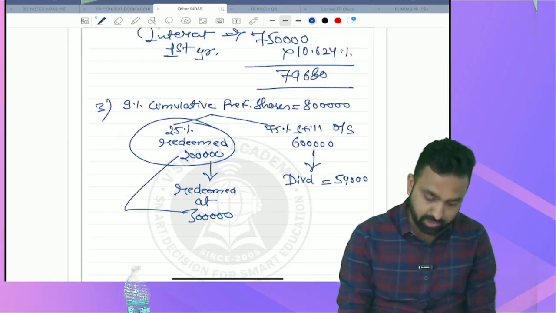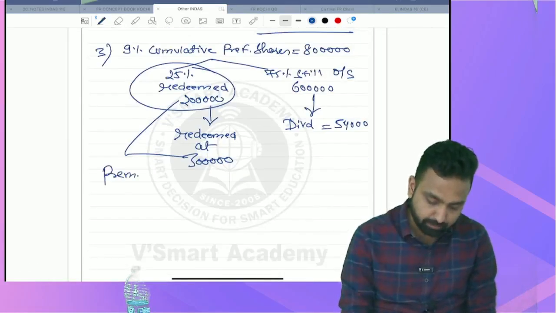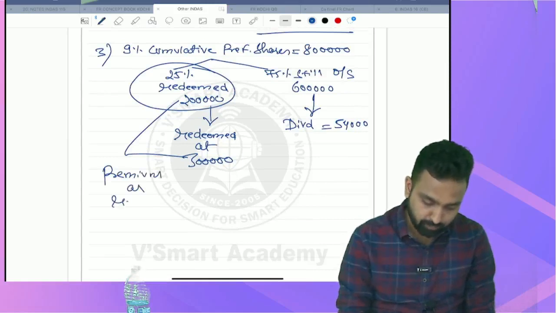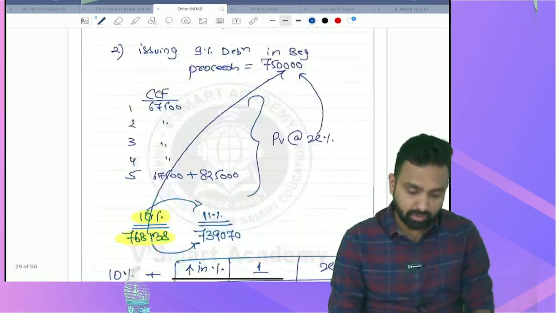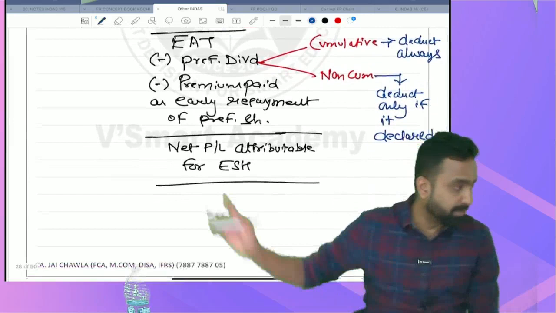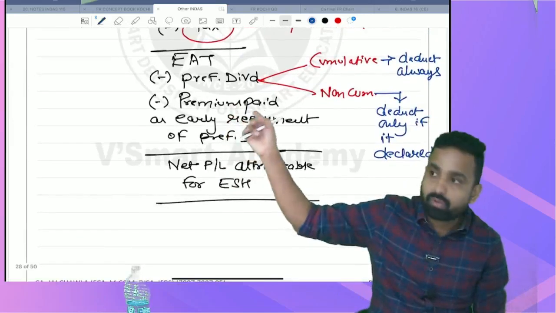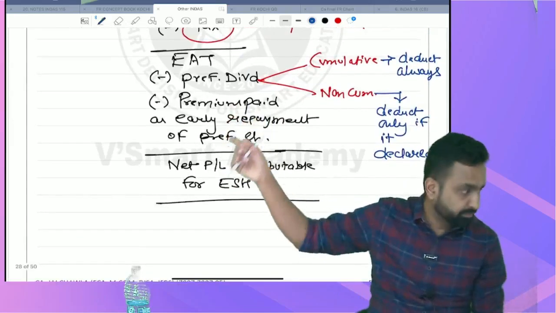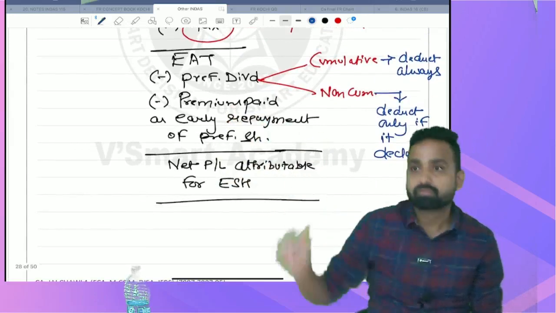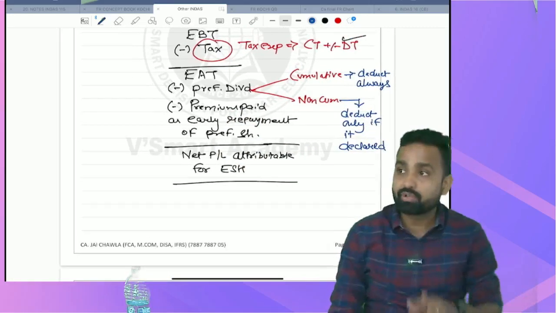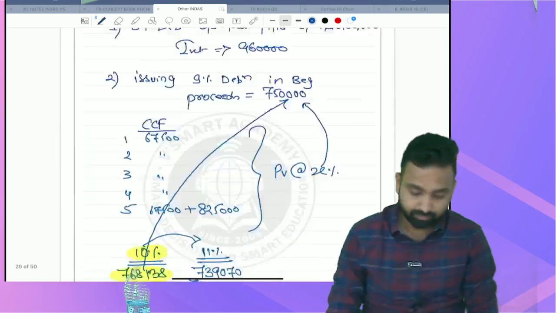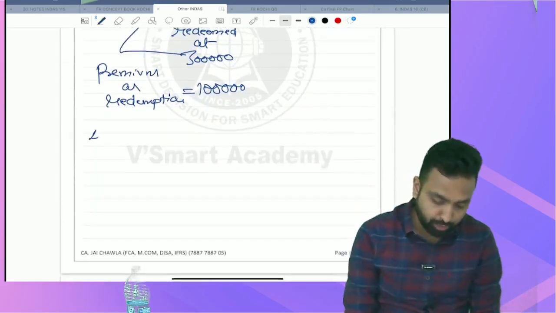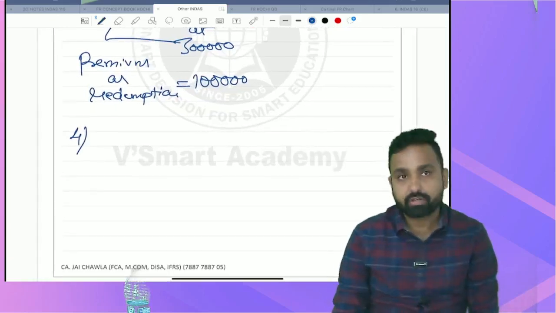So what is the premium on redemption? One lakh. You remember? In this formula, any premium on redemption is coming? Even though it is written off from securities premium, for calculation of EPS, you have to minus it. Okay. What about the fourth one? Fourth preference share. Tell me.